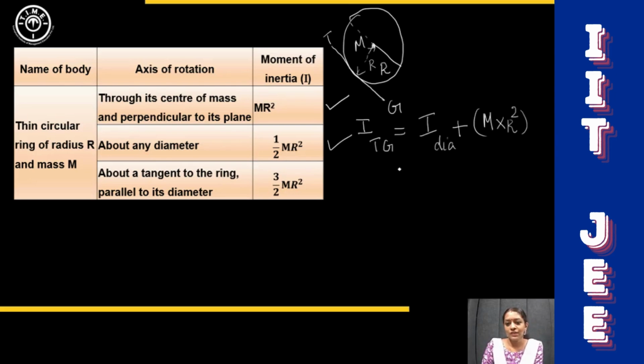Now we can substitute the equation for I diameter, which is of course mr square by 2 plus mr square. So here you will get the answer as 3 by 2 mr square, right? Clear?